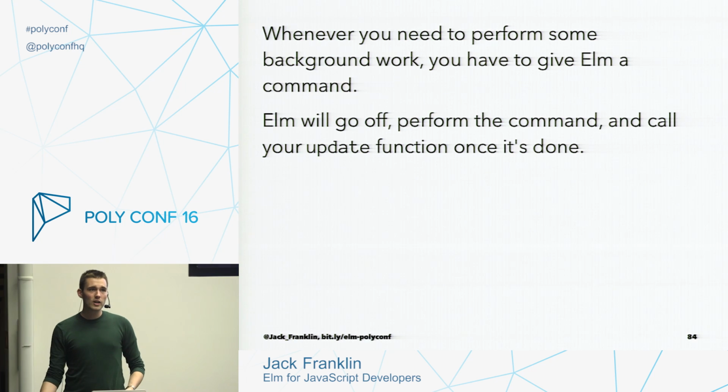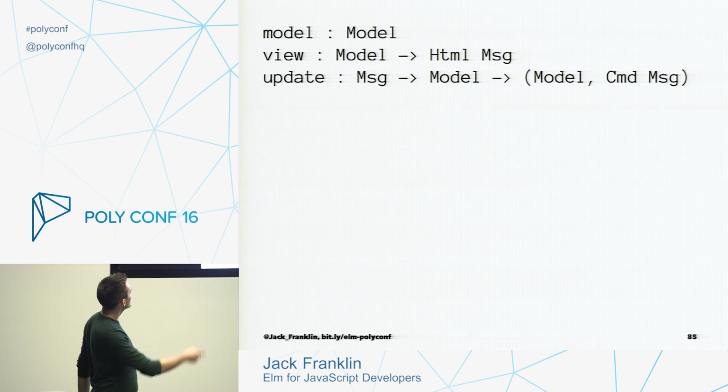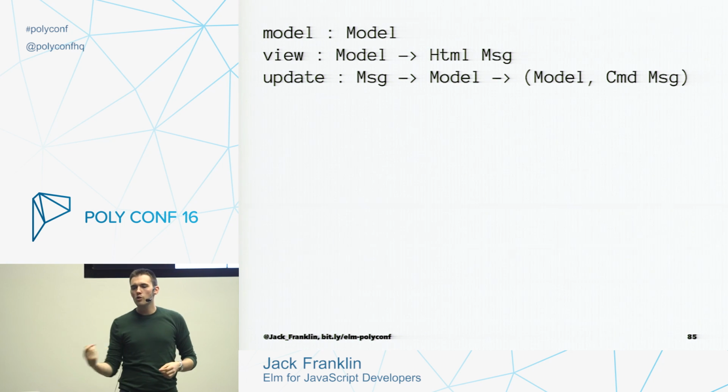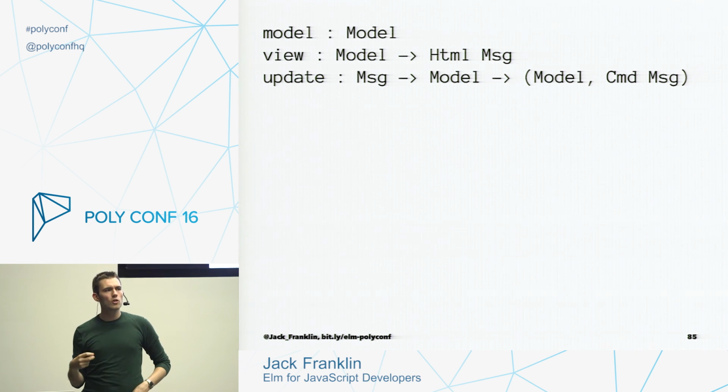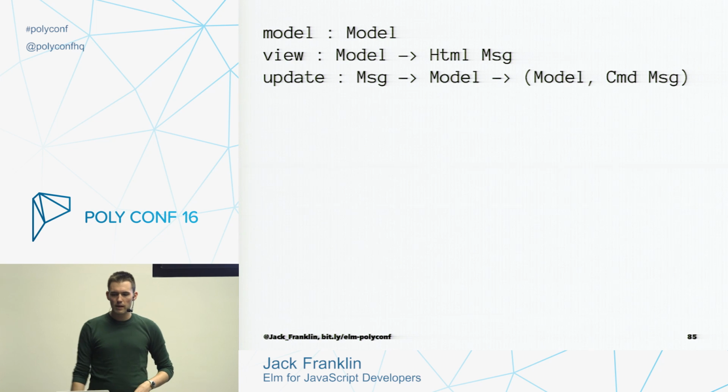Once we have these, the Elm architecture changes a little bit. The new bit is the update call. Notice now, it takes a message and a model. It actually returns a tuple with the new model, but also a command as well, which is some work that Elm should go and do in the background.